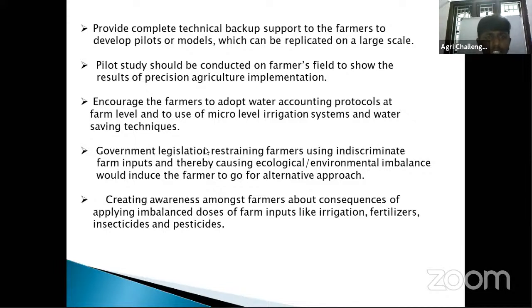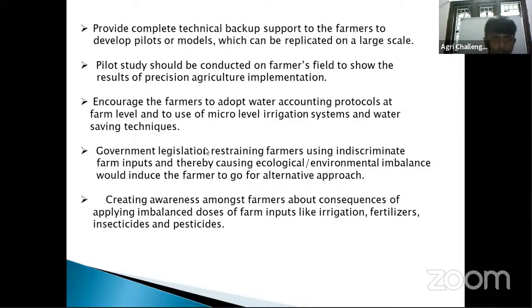A pilot study should be conducted on a farmer's field to show the results. We have to demonstrate the outcome to the farmers so they come forward. If there is a good difference in yield that they realize on their farm with the help of technology, with the demonstration, then that is encouraging for farmers to adopt. Okay.